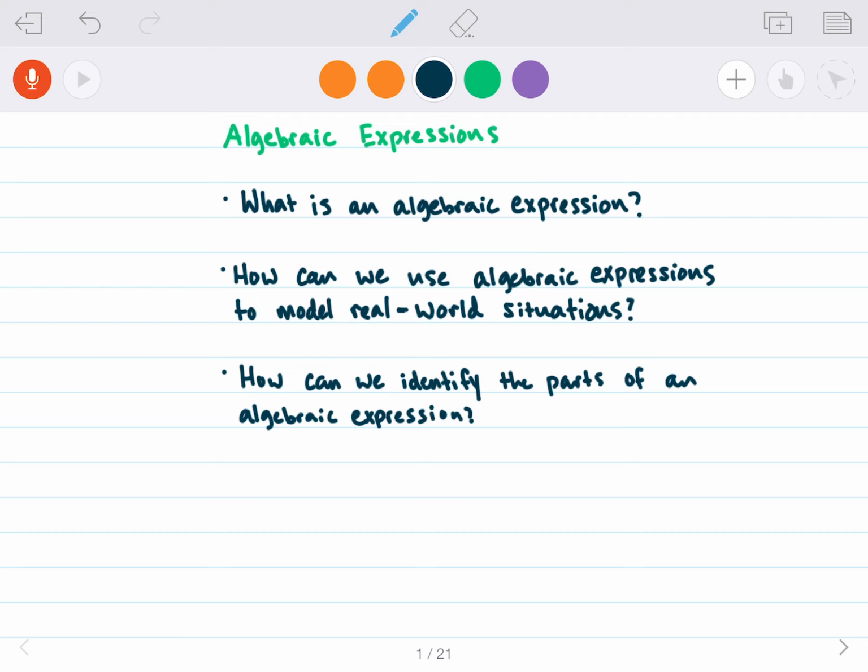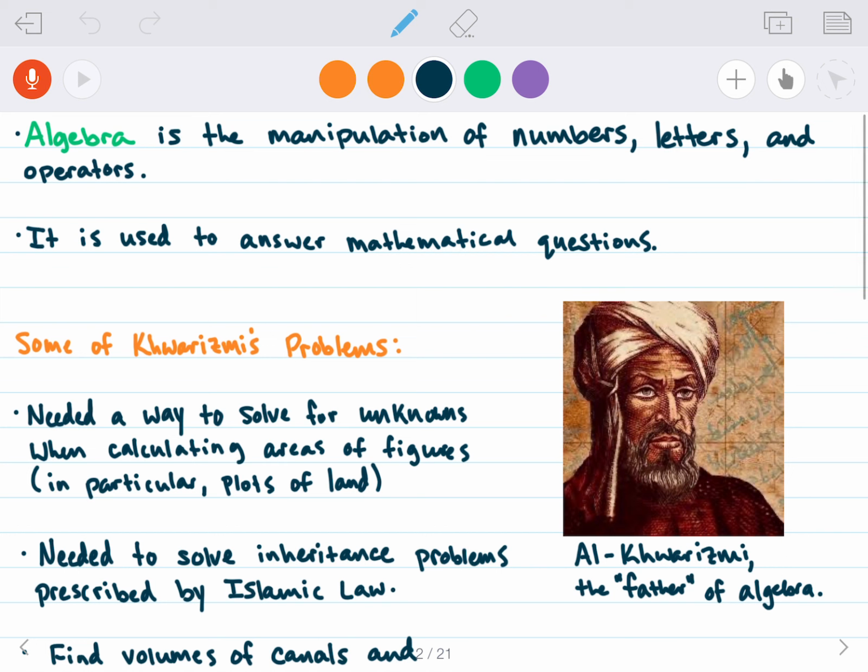Hey guys, in this video we're going to talk about algebraic expressions. So we've finally gotten to the point in this video series to talk about algebra. So what is algebra? Well, roughly speaking, algebra is the manipulation of numbers, letters, which are known as variables, we'll talk about that later, and operators such as addition, subtraction, multiplication, division.